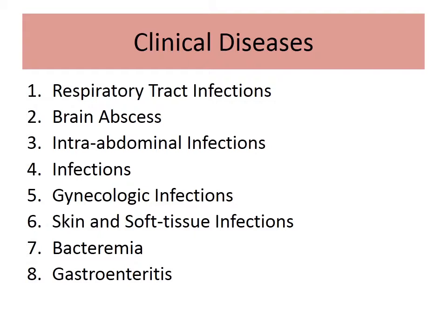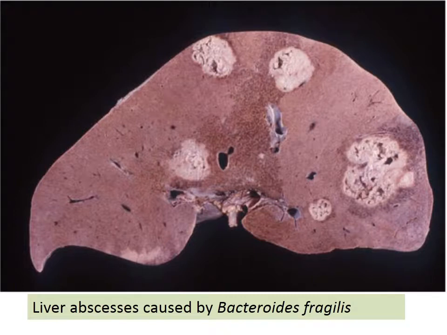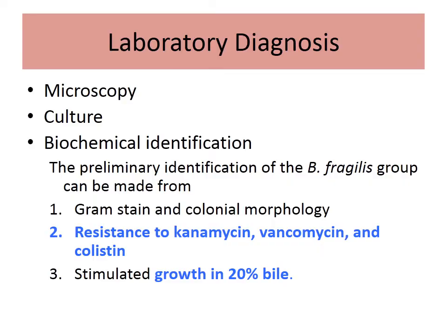So that's why we sometimes give you a therapy where we give more than one antibiotic, a combination of antibiotics. Liver abscess, you can see typical huge liver abscesses. Bacteroides fragilis is known for that. How do you diagnose?